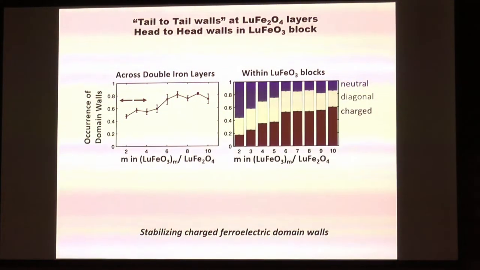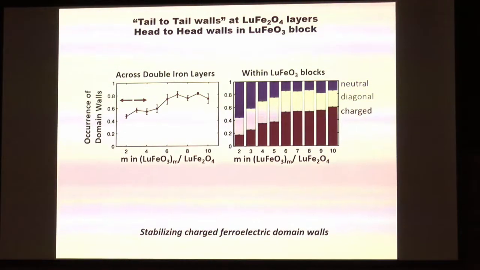And as this happens, this is forcing charged ferroelectric domain walls to occur in the 1,1,3 lutetium ferrite layer. So as you increase M, you're getting more and more charged domain walls occurring over these layers, with the fraction of walls which are neutral falling off. So growing this epitaxial superlattice is also stabilizing charged ferroelectric domain walls, which we may be interested in for these domain wall devices.